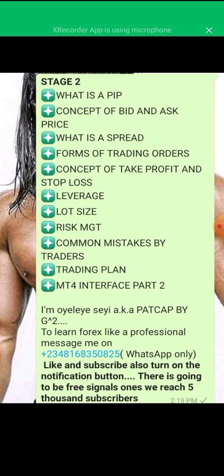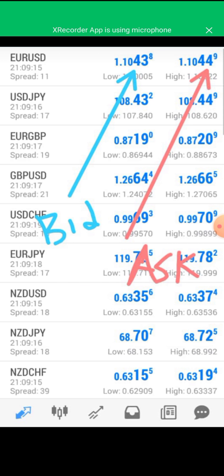What is a bid price? A bid price is the price that buyers are willing to buy. And the ask price is the price that sellers are willing to sell. I'm going to show you with a diagram right now the concept of this bid price and the ask price. Yeah, you can see on my screen right now.